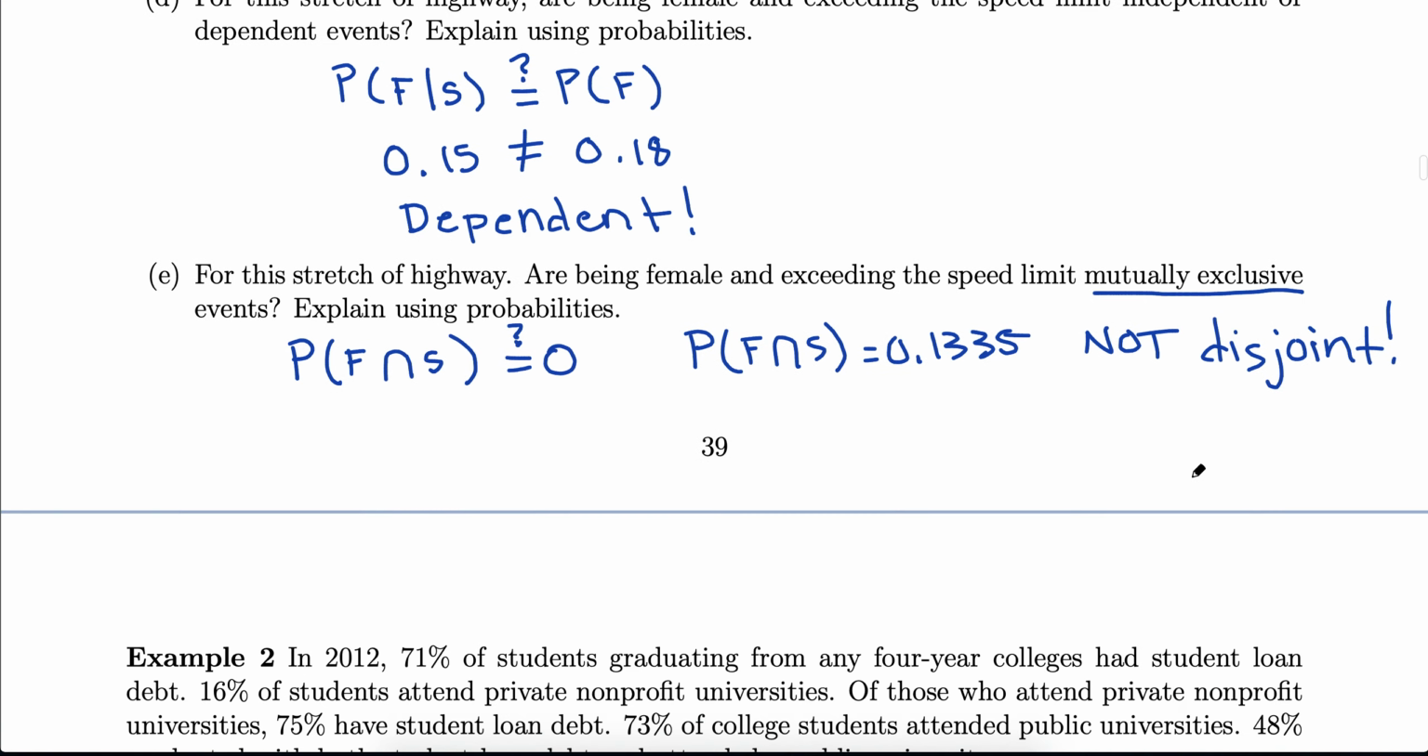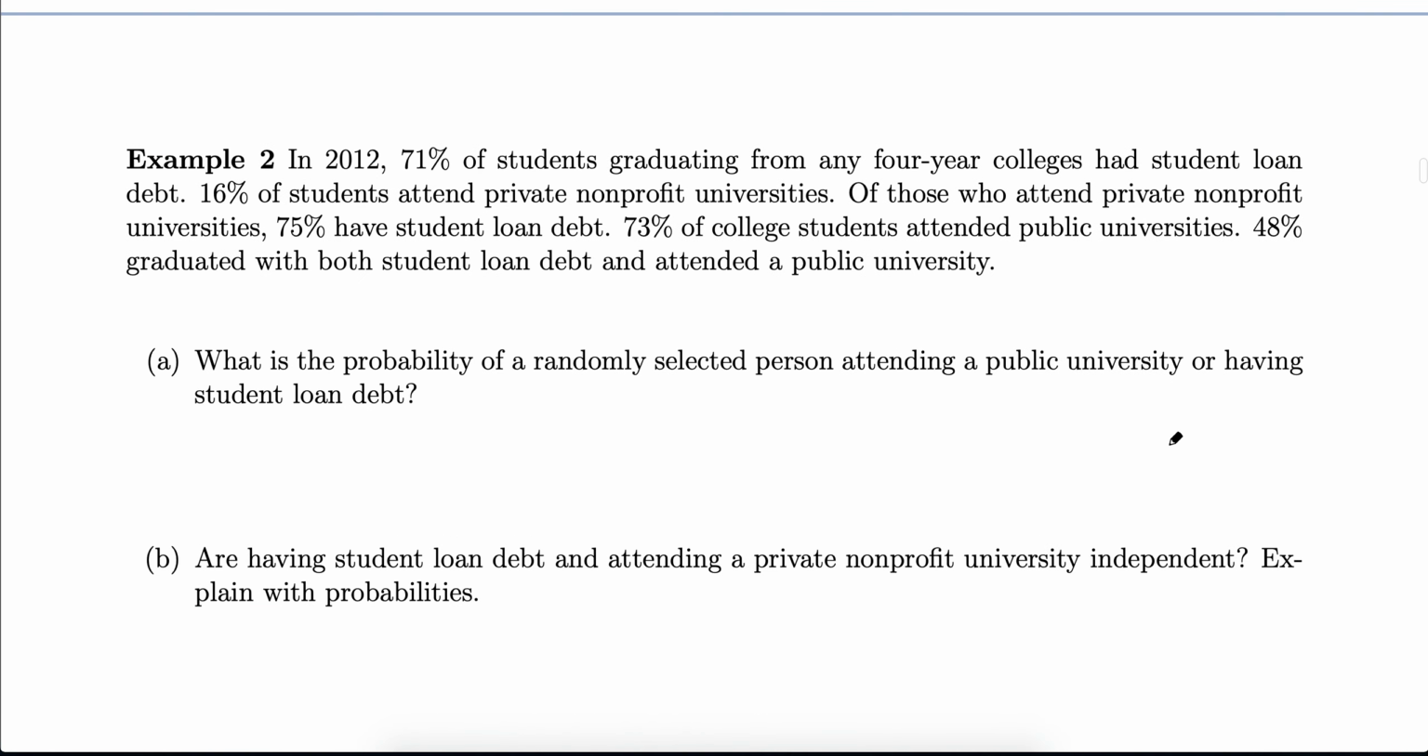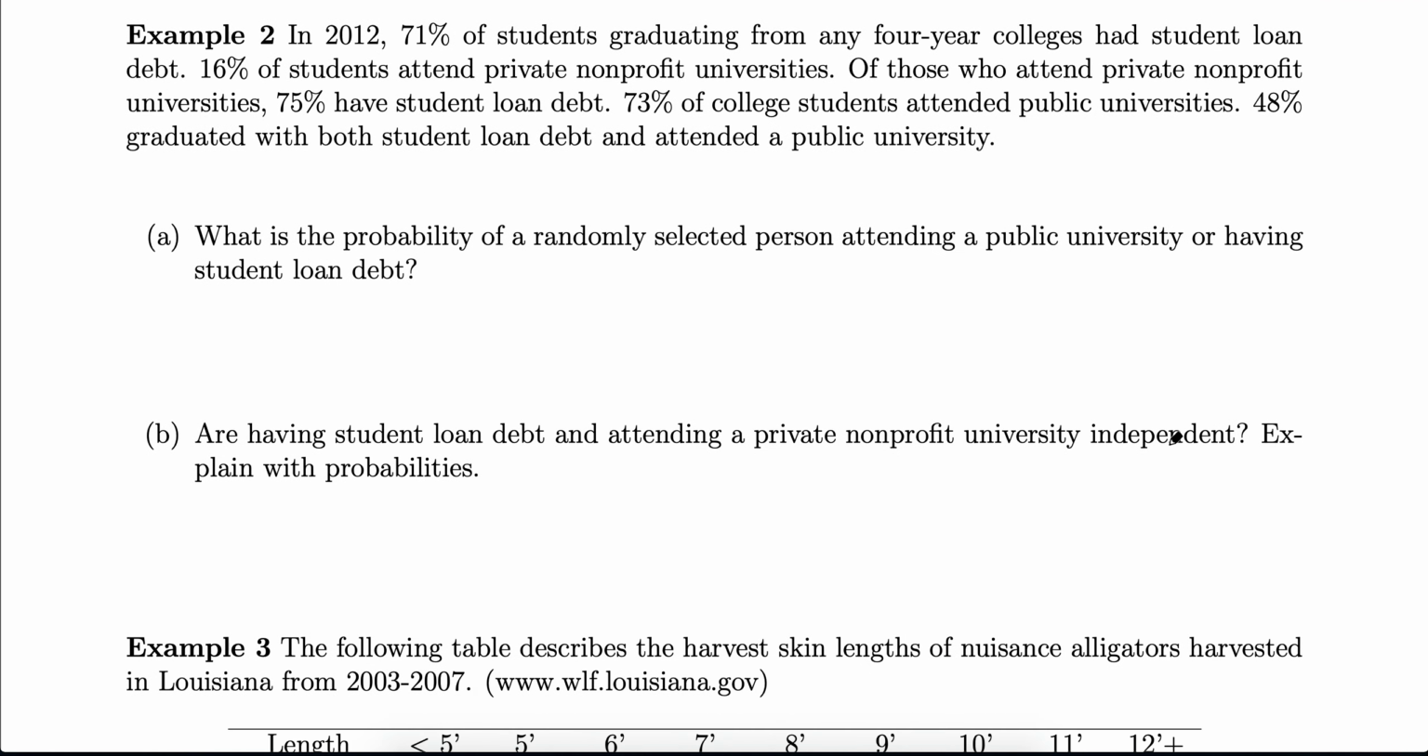All right, let's try a few other examples. The next one gives a whole lot of information. They tell us 71% have debt, so I'm going to jot all this down here. Probability of debt is 0.71. We've seen a lot of this. 16% go to private nonprofit, so probability private nonprofit is 16%.